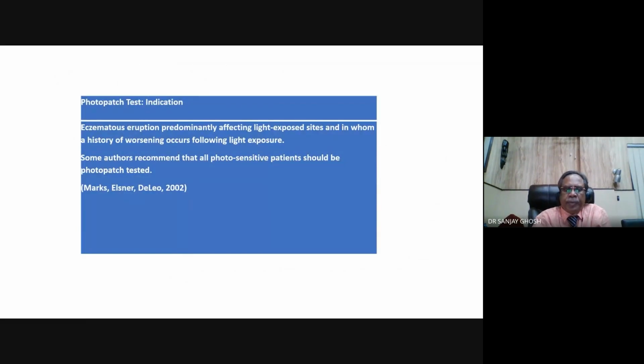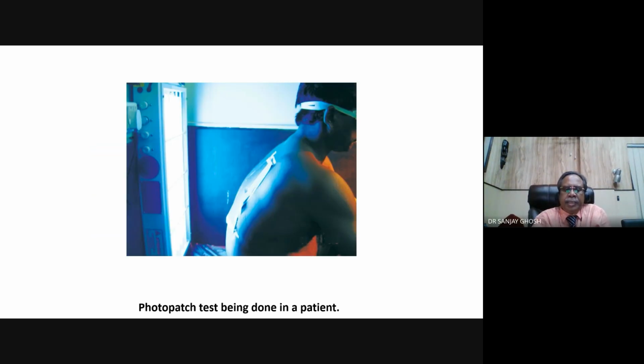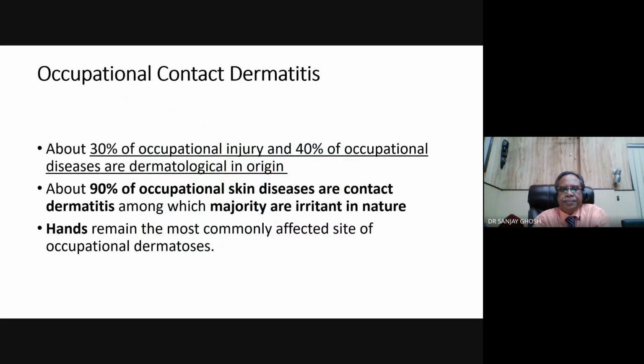Now, indication of photopatch test: any eczematous eruption on a light exposed area, particularly worsening with light exposure. Take the history properly and do this test. Some authors recommend all photosensitive patients should have a photopatch test. But one caveat, photopatch test is contraindicated in systemic lupus erythematosus. We should not do it as per the history. Even I am cautious about a family history of systemic lupus; I normally don't do it. And this is the photopatch test done in a patient.